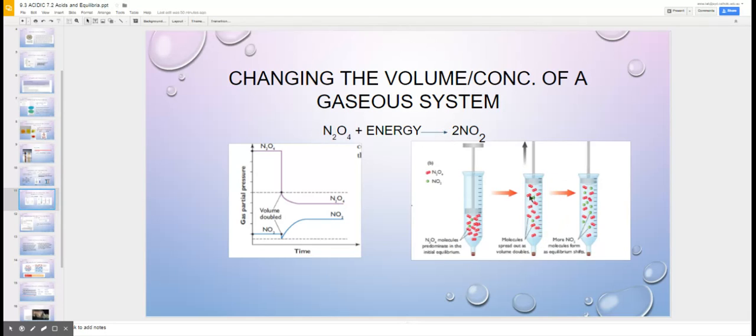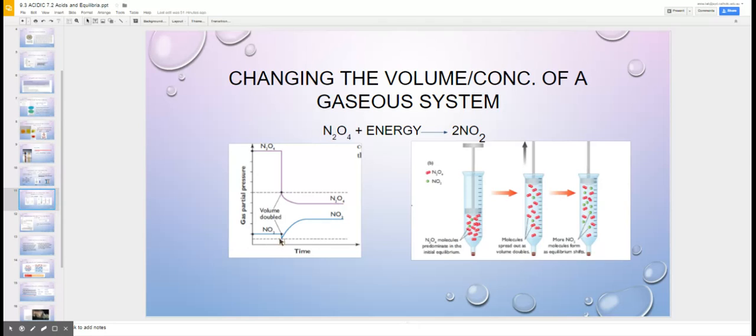Whereas if we pull this up and we double the volume, then we decrease the concentration. So it favours the side that has the most gas particles, which is this one. So this has only got 1, this has got 2, it's going to shift that way, it's going to go from the pale yellow to the dark brown. And this is shown in here.